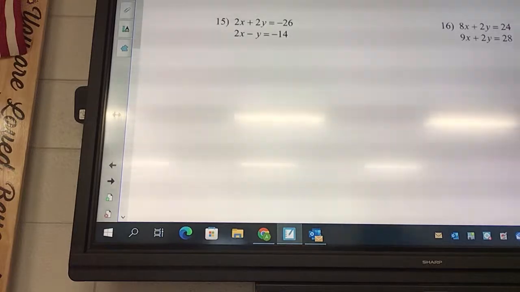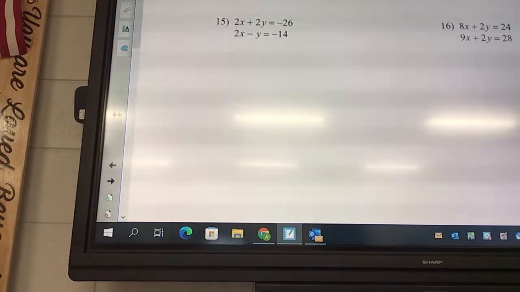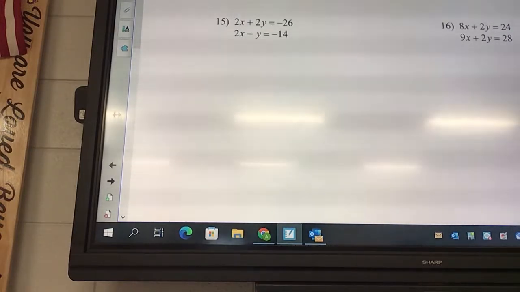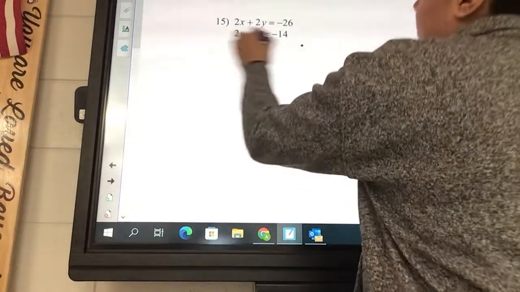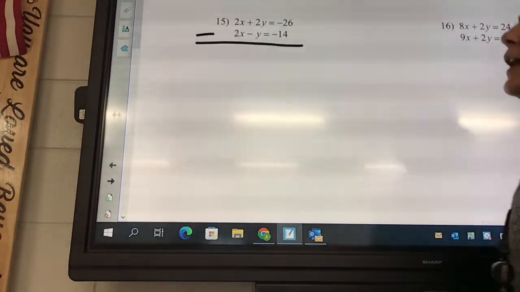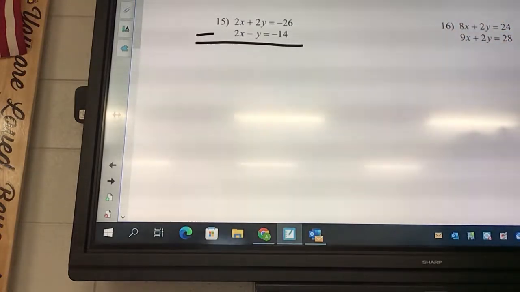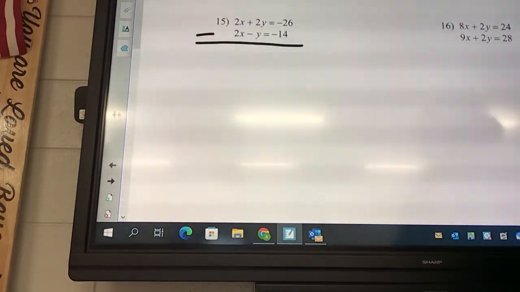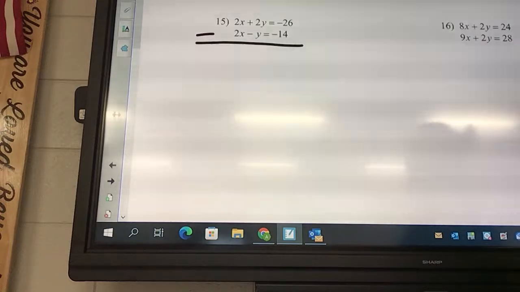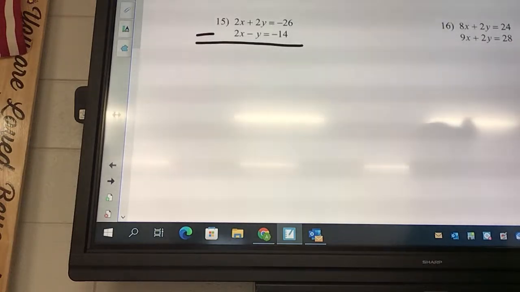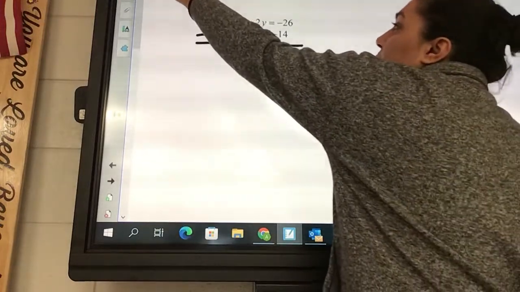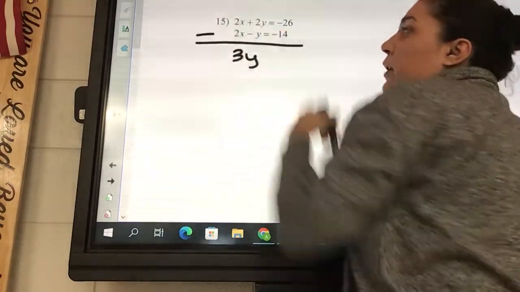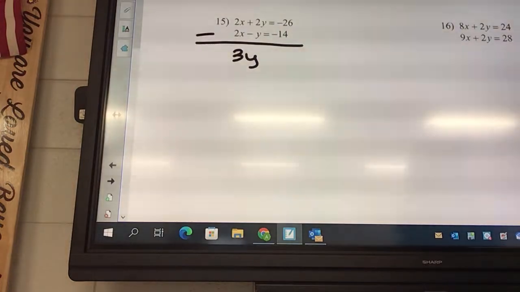Okay, 15. We got same numbers, different numbers? Same numbers, same sign, so we gotta do what? Subtract them. Okay, what's gonna happen to the x's? They cancel. 2 minus -1 is 3. My advice to you would be to write it like this: 2 minus -1.